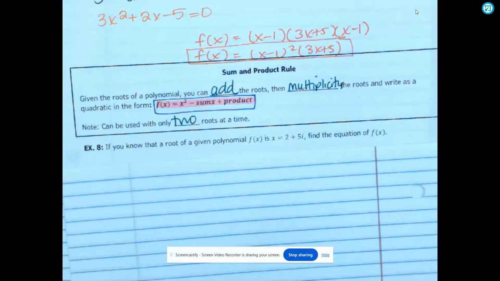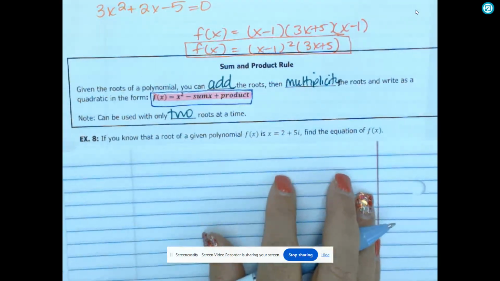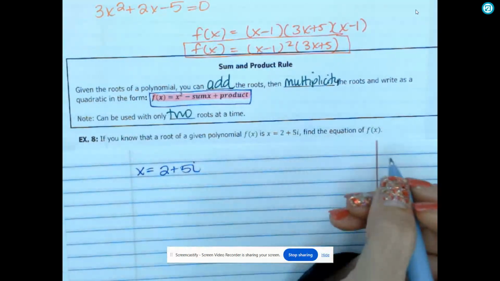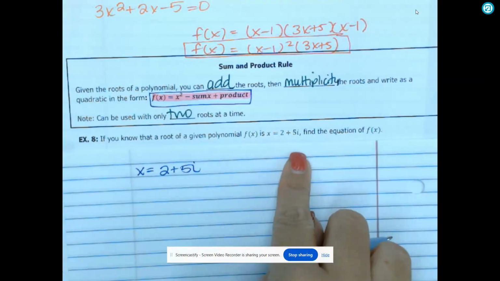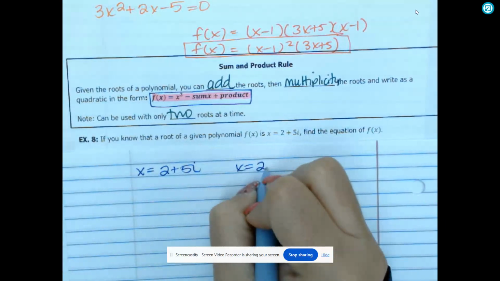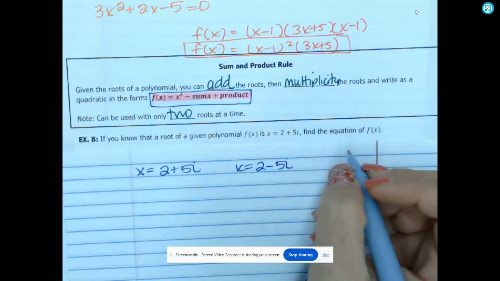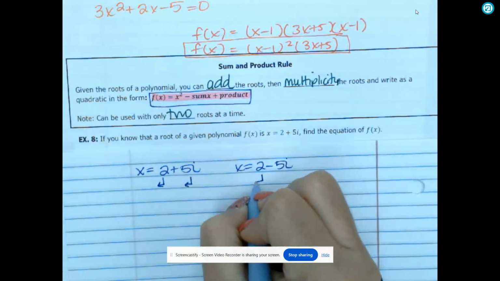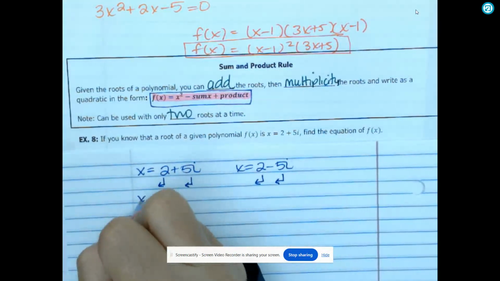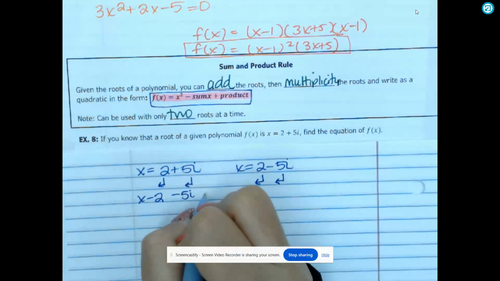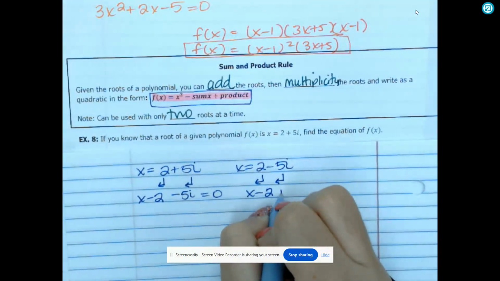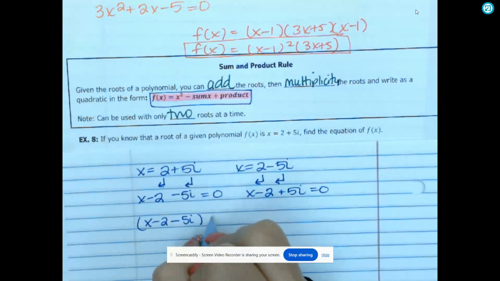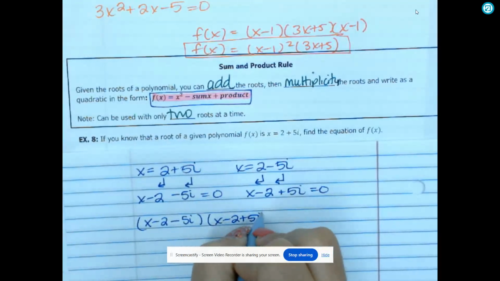All right, so if I'm given the roots x equals 2 plus 5i, then we know that the other one would obviously be x equals 2 minus 5i. If we're doing this the long way, then we would have to put these as factors, so we would move both of these over. Then our factors would be x minus 2 minus 5i and x minus 2 plus 5i.